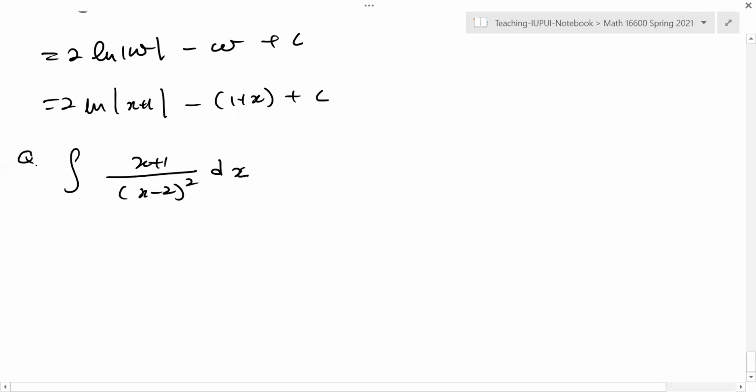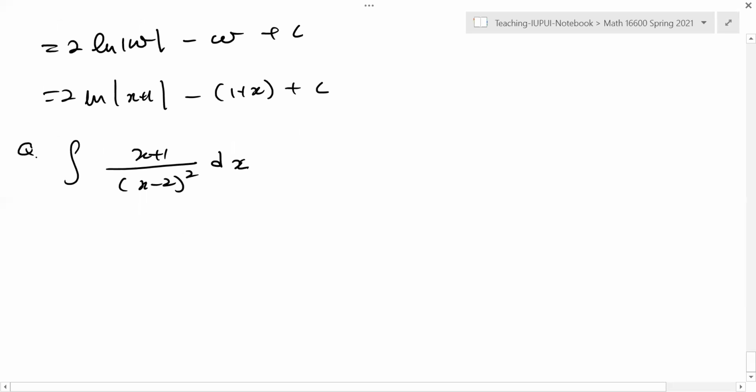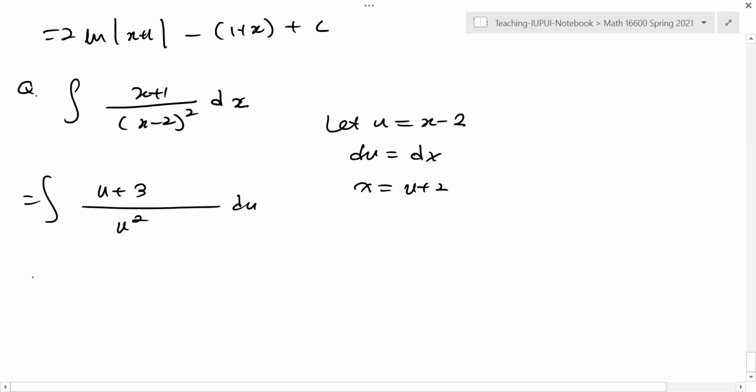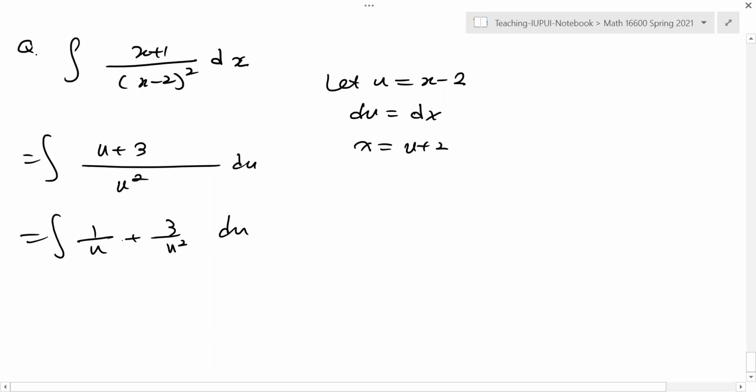Okay, let's try this. Let's use a substitution. The reason I can use a substitution is there's only one single term in the denominator. So du equals dx, x is going to be u plus 2. So my integral: x plus 1 is u plus 3, over u squared, du. Then you will get 1 over u plus 3 over u squared du.